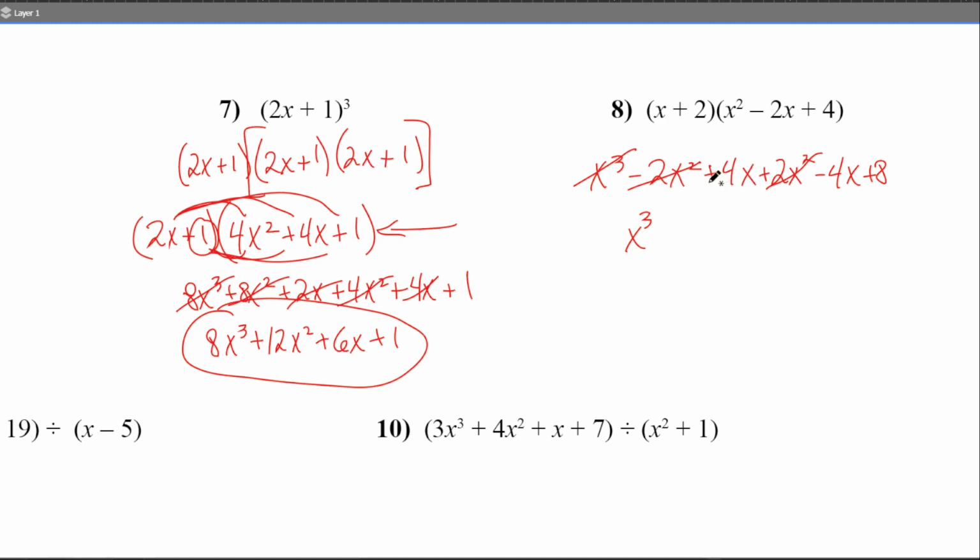Same thing with the x's. This is a plus 4x and a minus 4x. They add up to 0 as well. What am I left with? I'm just left with an 8. That's how we only get the 2 terms, because those added up to 0.